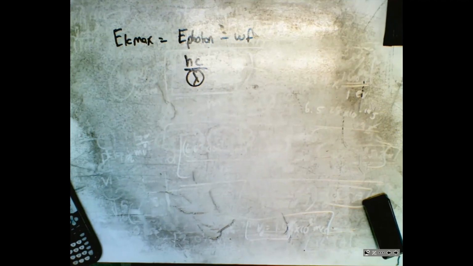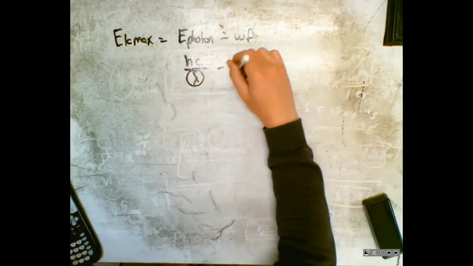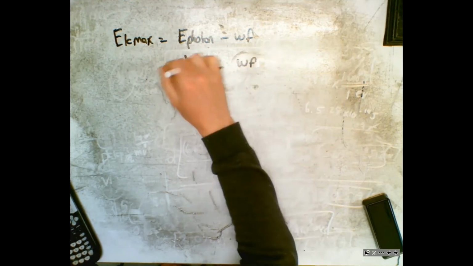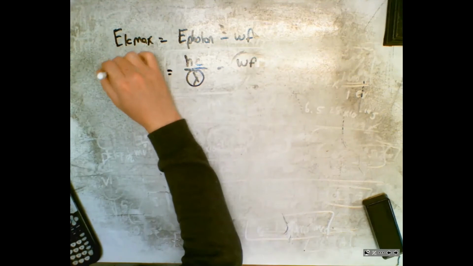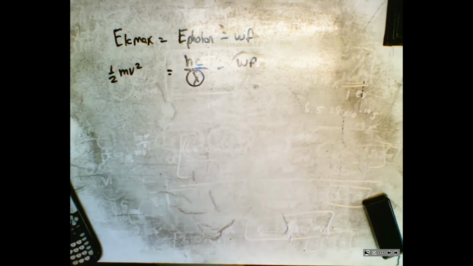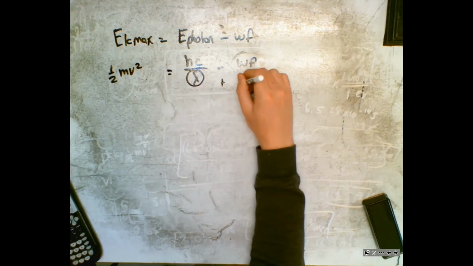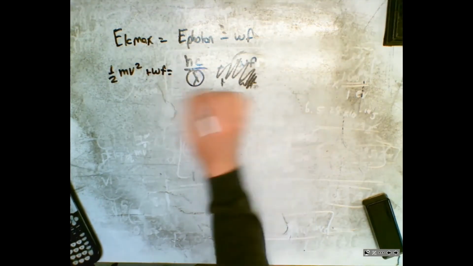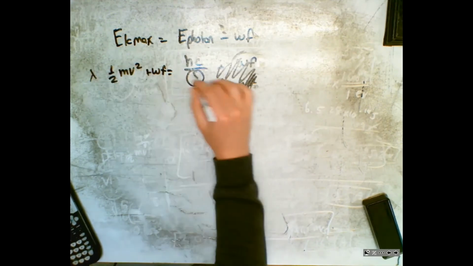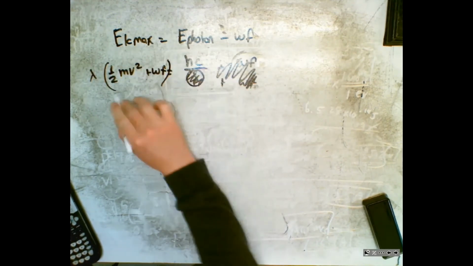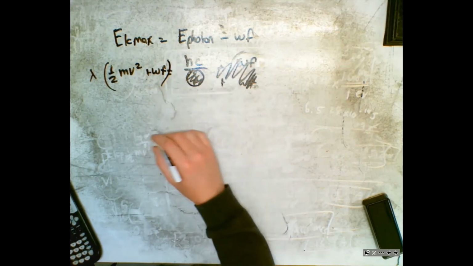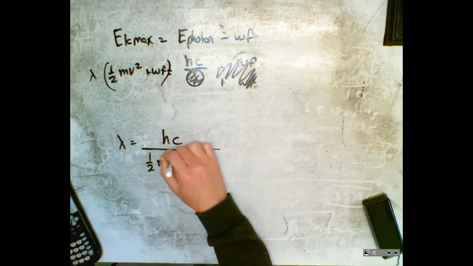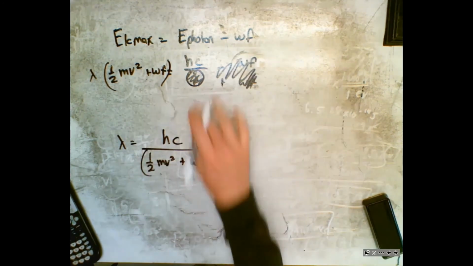It gives us the work function, and it gives us the speed, so we'll break this down into 1/2 mv squared. First thing I'm going to do is move the work function over here, and then I can move my wavelength up top, and then I can move both these guys down below. So I would end up with wavelength is equal to hc over 1/2 mv squared plus my work function. So wavelength moves up, those guys move down below.